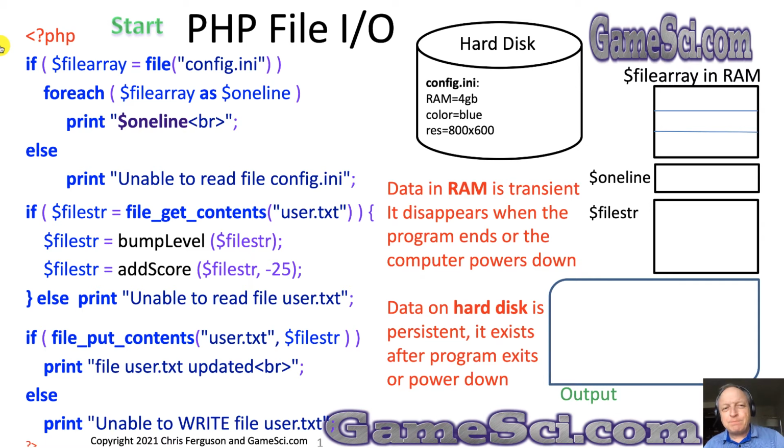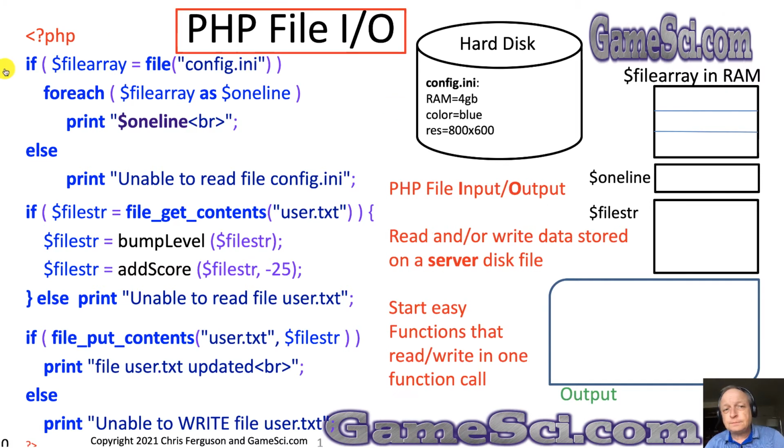Let's do this. PHP file I.O. Data in RAM memory is transient. It disappears when the program ends or the computer powers down. However, data on the hard disk is persistent. It exists after the program exits or after it powers down. You store data on the hard drive and it sticks around. You store data in the RAM, it disappears.